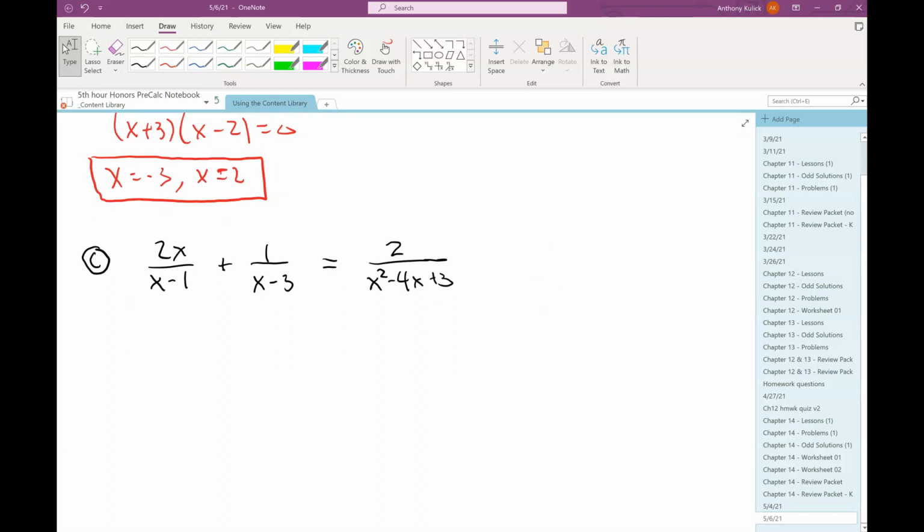So here, it's a little bit tough to see what the least common denominator is with the way this is currently written. But if I factor all the denominators, it's much easier. So I would start by factoring the x² minus 4x plus 3. If possible, and it is in this case.